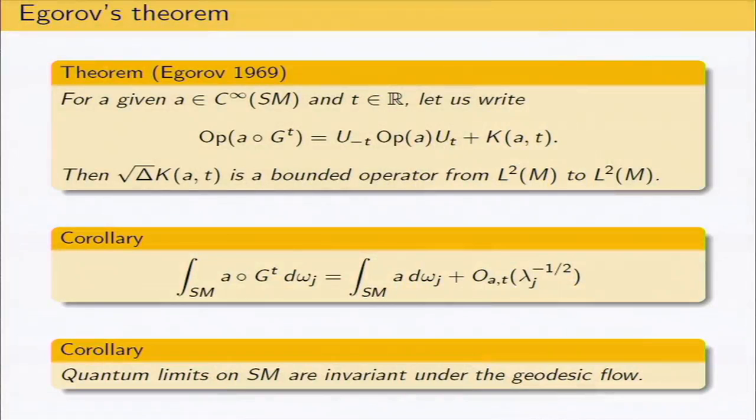So at this point you might have the idea, okay, so let's look at all the measures invariant under the geodesic flow, and let's try to see which come up as weak star limits of the Wigner measures. Unfortunately, there are usually too many invariant measures under the geodesic flow, and this classification is very hard to carry out.